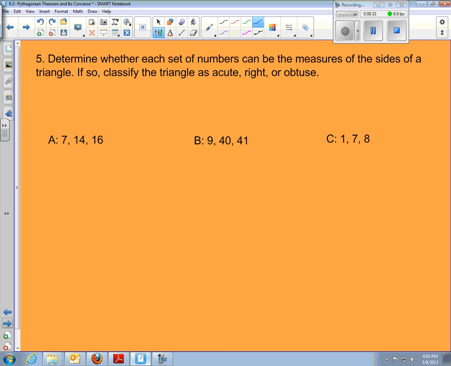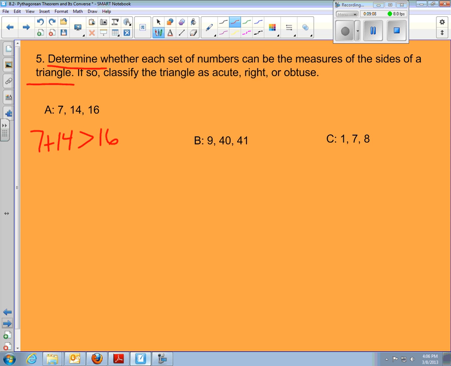Number 5 says, determine whether each set of numbers can be the measures of the sides of a triangle. If so, classify the triangle as acute, right, or obtuse. So the first thing I read when I read the directions is first we needed to determine if it can even be a triangle. Think back here. We learned this last trimester, or the previous trimester, about how to figure out if it's a triangle. If the sum of the two smaller sides is greater than the largest, then yes, it's a triangle.